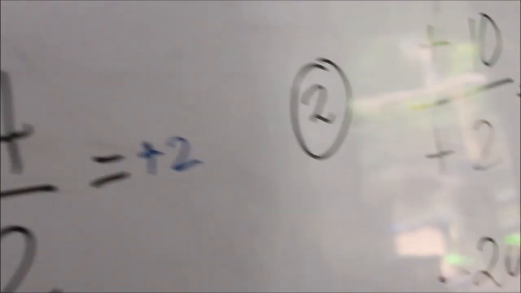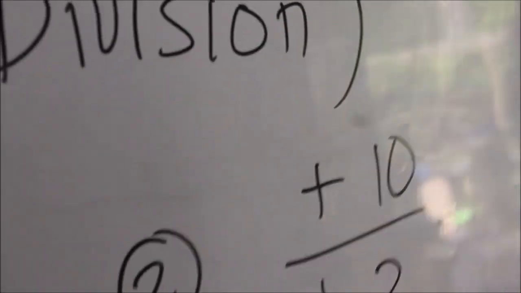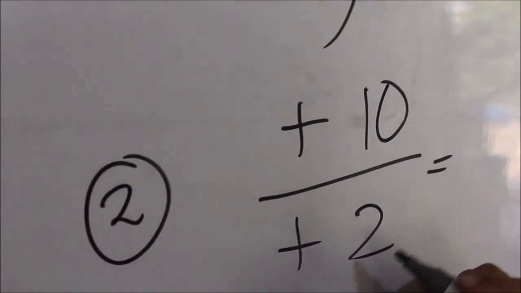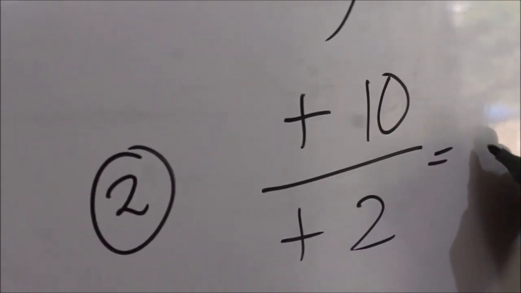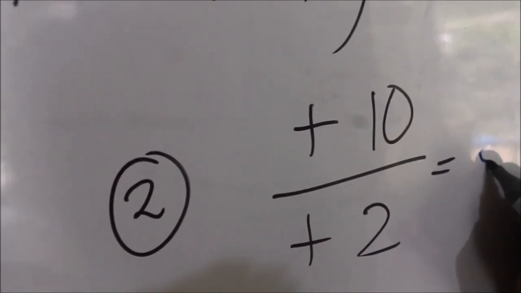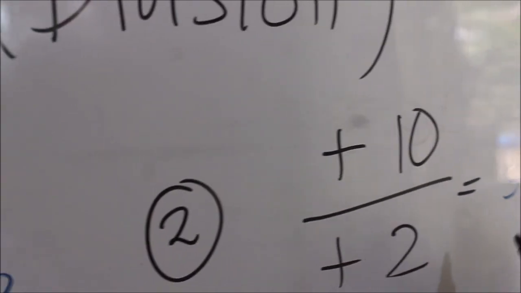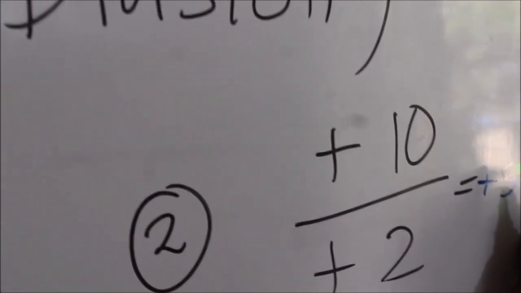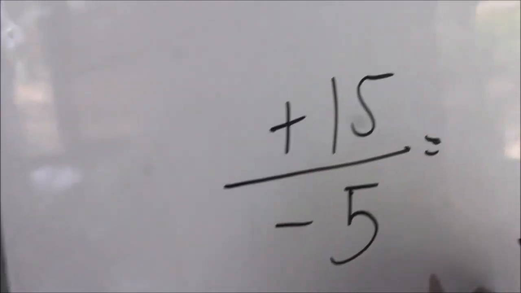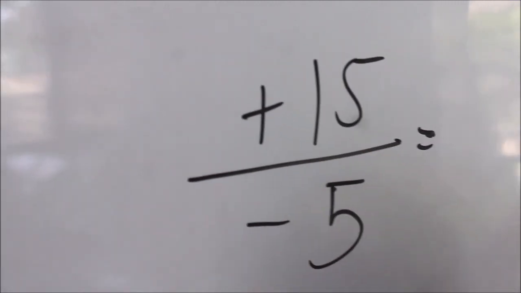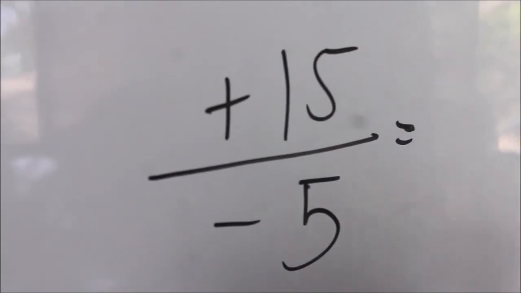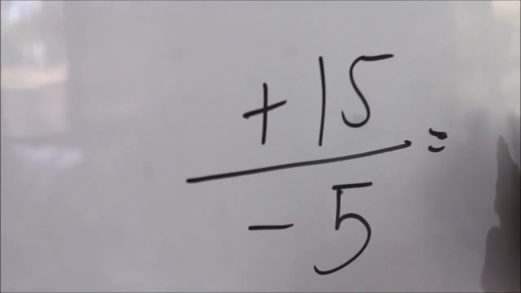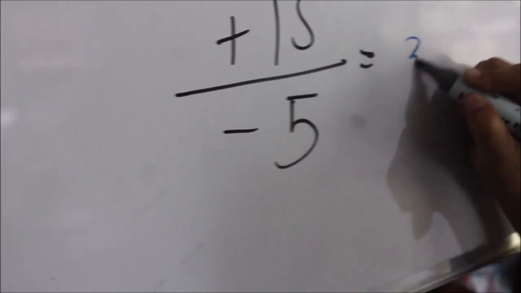Okay, next, number 2. Okay, we have positive 10 divided by positive 2. How about the sign? Positive 5. Very good. Next, number 3. Positive 15 divided by negative 5. There are how many 5 in 15? There are 3. Very good.